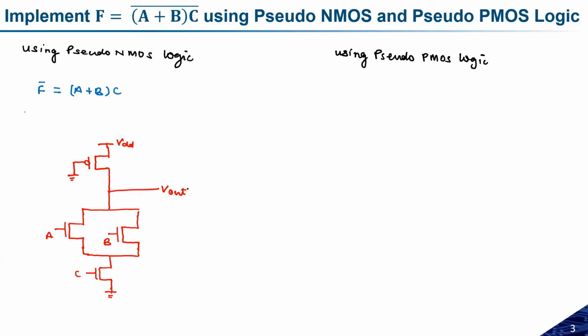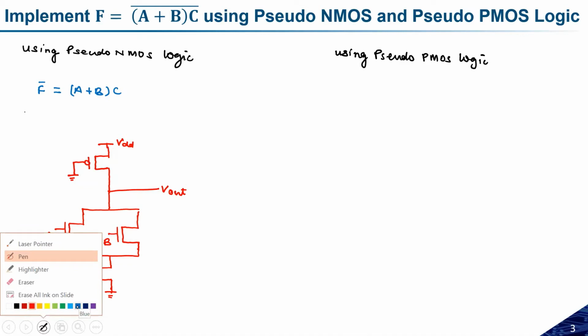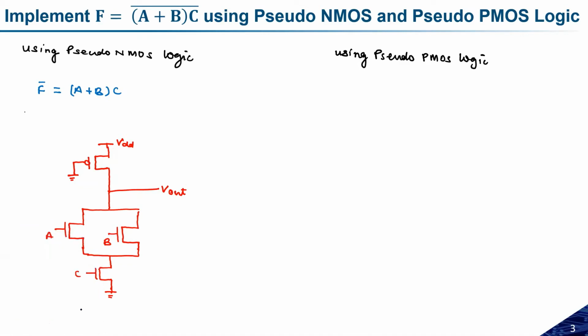Okay, now if I have to design using the pseudo PMOS logic, can anyone tell how the structure will look like? Sir, we will have to design the pull down network as an NMOS transistor which is always in on state, and the pull up network will be designed to implement the function f equal to ((a plus b) into c) whole bar. So what I need to do, I need to expand it.